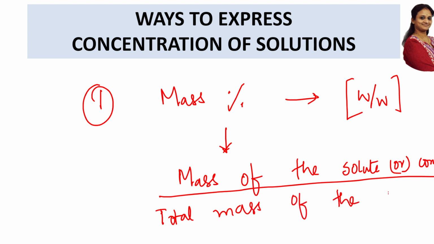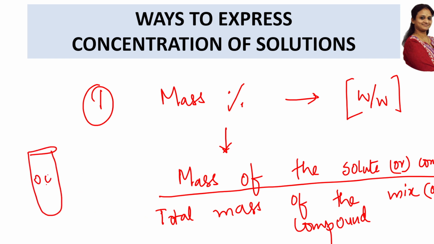Is anything more given to me? Yes, the mass of solvent is given to me. How much is the mass of solvent? 90 grams is given to me. Perfect. Now what is the mass of solution? We add solvent and solute, A plus B, which is nothing but 100 grams. This is done. Now using the formula, what did I get? 10 divided by 100 into 100. How much do you get?